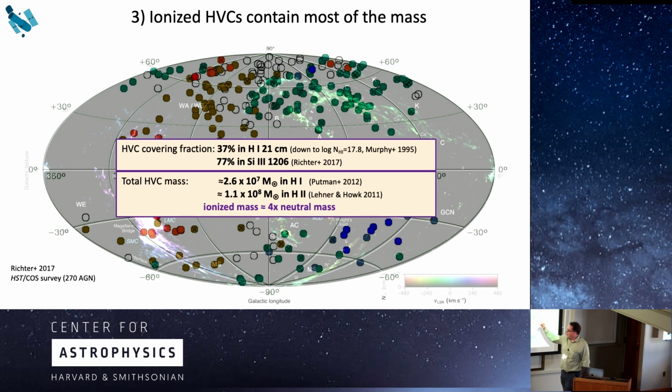And by the way, I haven't talked about distances yet. These numbers depend on distance, but in the ratio, the distance cancels out. So this result is actually independent of distance: the ionized mass is much higher than the neutral mass.